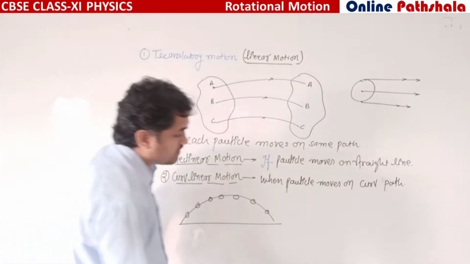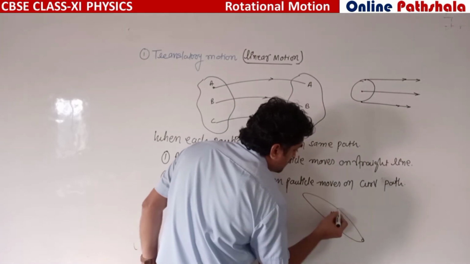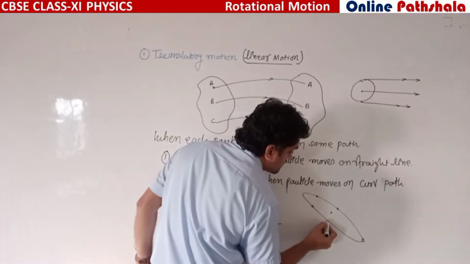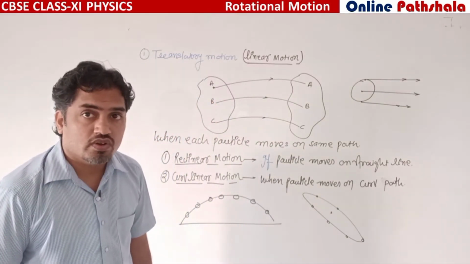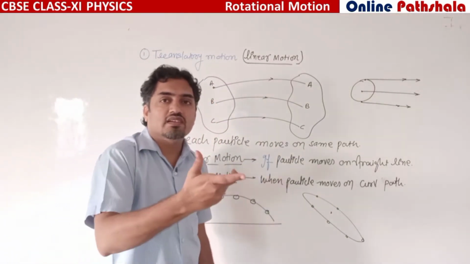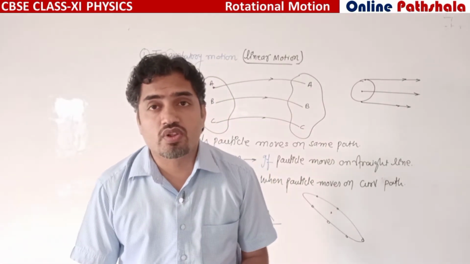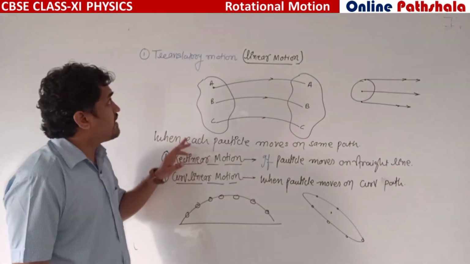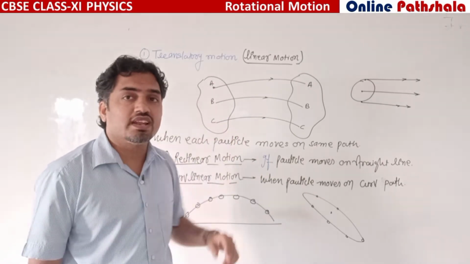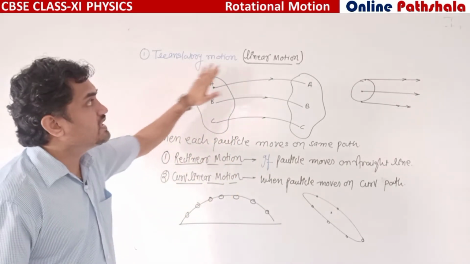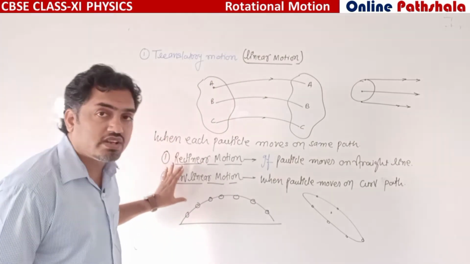Like circular motion, all the planets revolving around the sun on a circular path, it is curvilinear motion. If you are throwing a flying wheel, it is curvilinear motion. Is this clear to all of you? So we can divide motion into different categories. First category is translatory motion or linear motion, and linear motion can further be divided into two categories, rectilinear motion and curvilinear motion.